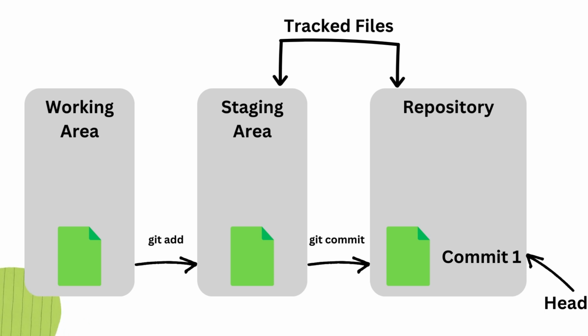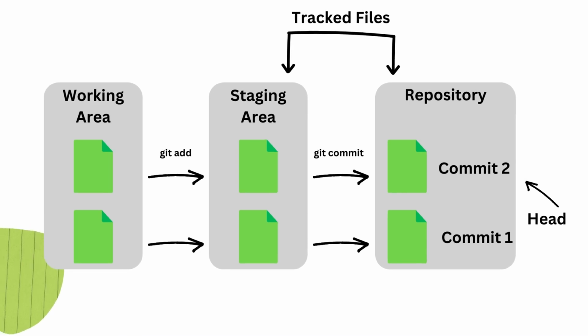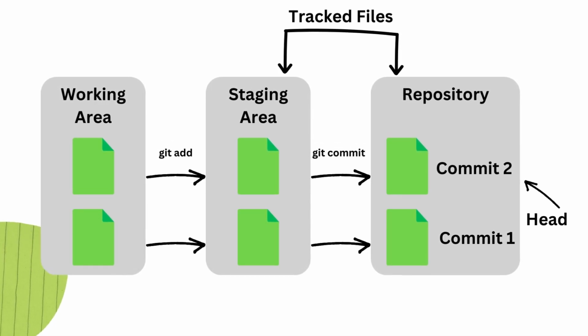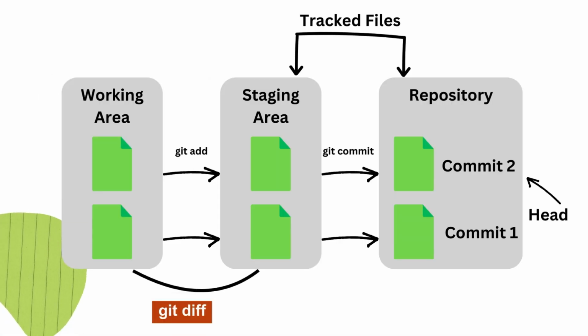A point to remember here is a file is tracked only when it is present in the staging or repository area. So the git diff command will show the difference if it is tracked. Working area files are not tracked. If you want to see the difference between the files in the working directory and the staging area, then we will use the git diff command.